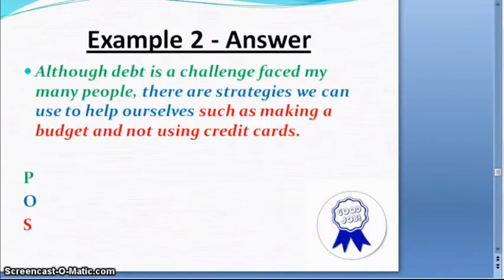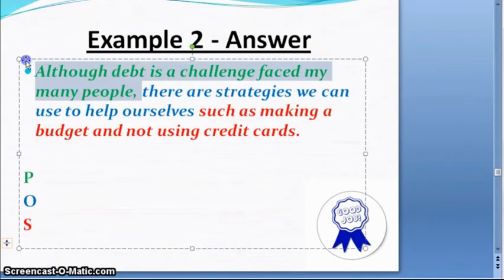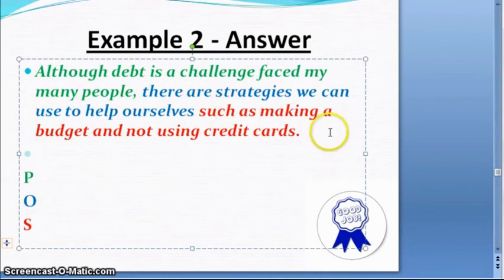Second example uses the same format. So the problem is, although debt is a challenge faced by many people, notice the typo there. So instead of problem, use the word challenge. There are strategies we can use to help ourselves. That's the overcome piece of it. And then the actual strategies would be, here's a list or suggestions, such as making a budget and not using credit cards. So again, the and indicates there are two solutions or strategies. And we don't use the word problem, we use challenge, which is something you can choose to do. There are many synonyms you can find on thesaurus.com, for example.